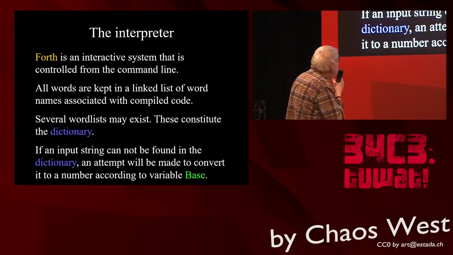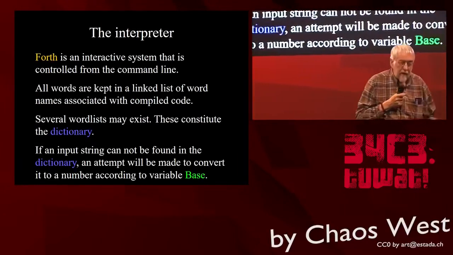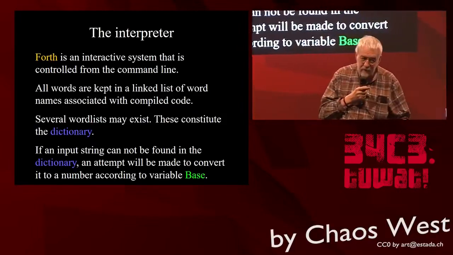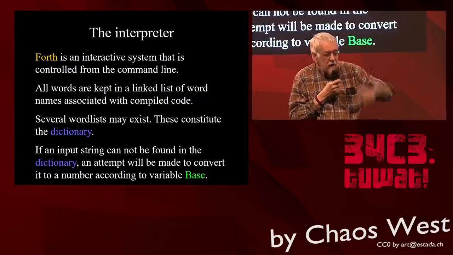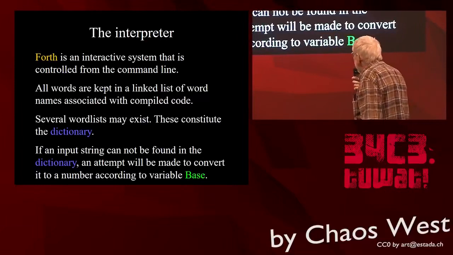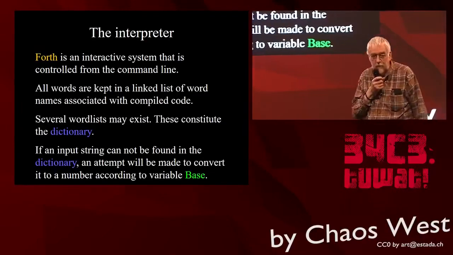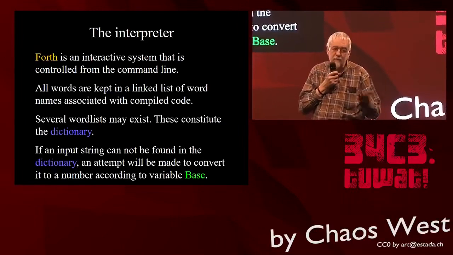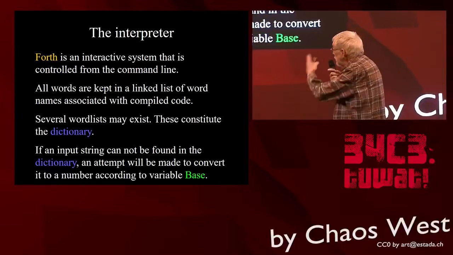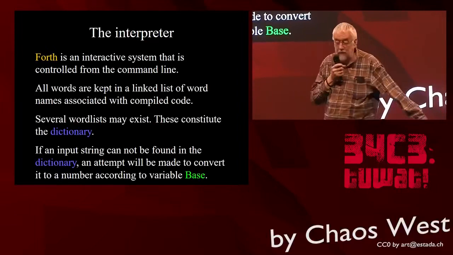The interpreter. Forth is an interactive system that is controlled from the command line. So in that respect, it is similar to Python. It is very similar to Lisp, by the way, only that Lisp uses prefix notation and Forth uses postfix notation. All words are kept in a linked list of word names associated with compiled code. Now this is what you conventionally would call the syntax tree.